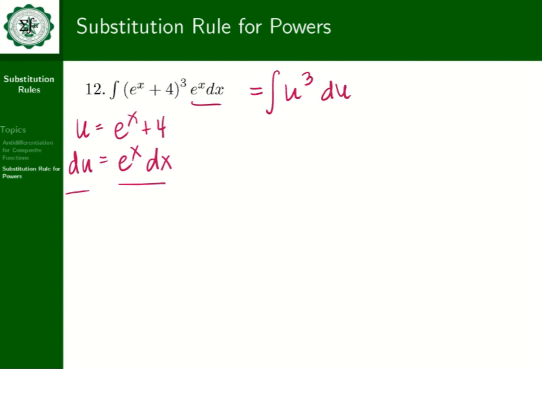So since we are able to convert our given to the power form, we can now solve this. We have u raised to 4 over 4 plus c, and then we perform back substitution. We have 1 over 4. u will be replaced by e raised to x plus 4, raised to 4, plus c.